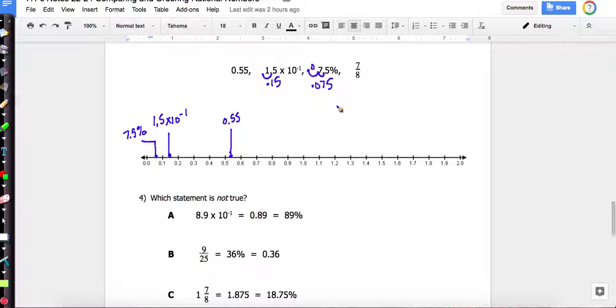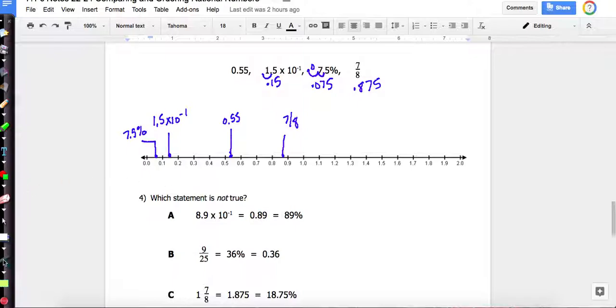Remember the trick of the eighths. You can count by 125. Each 1/8 is 125 thousandths, so I have 7 of them. So that would be 875 thousandths. So that would be between 8 and 9. I'm going to write 7/8. So now I've ordered them from least to greatest.